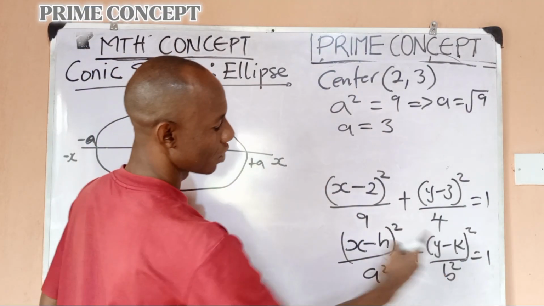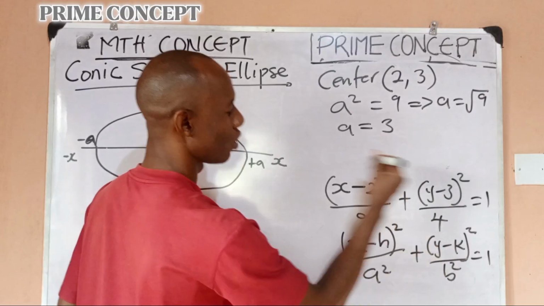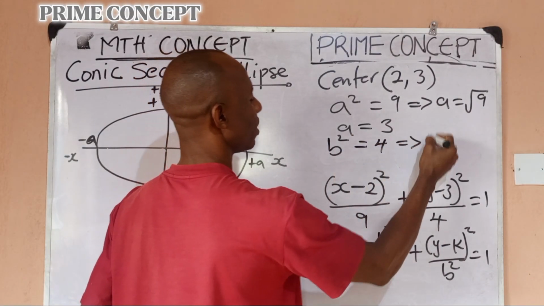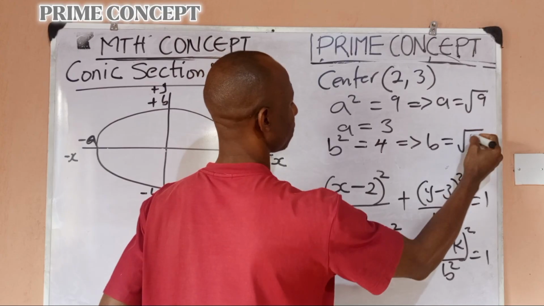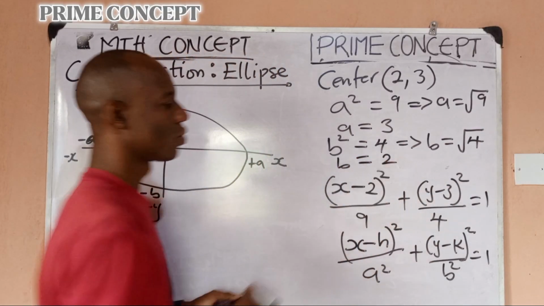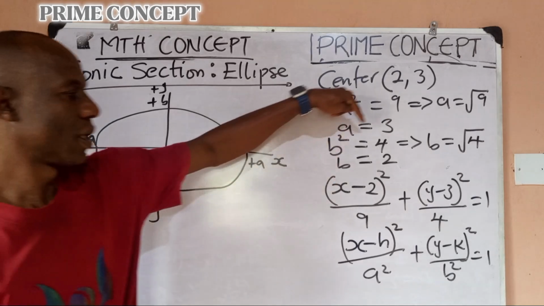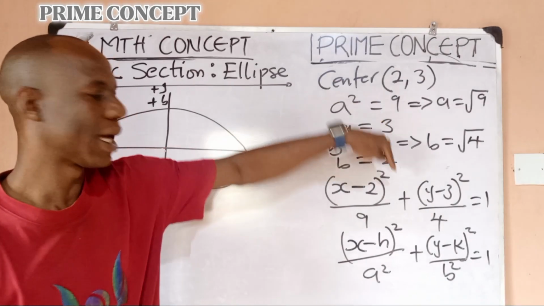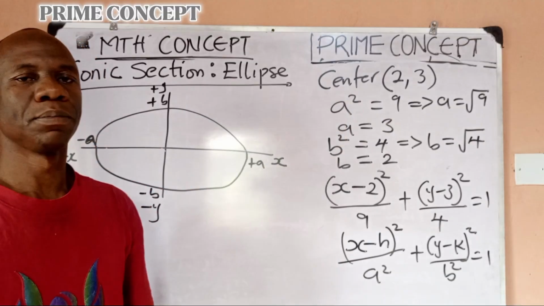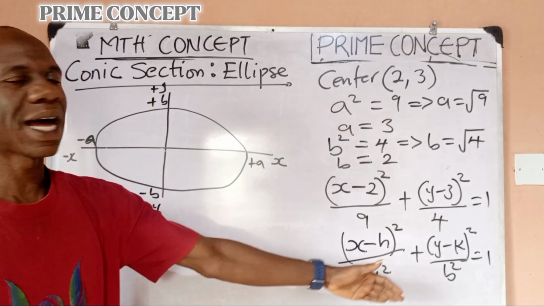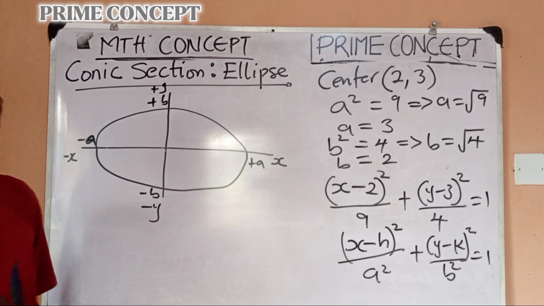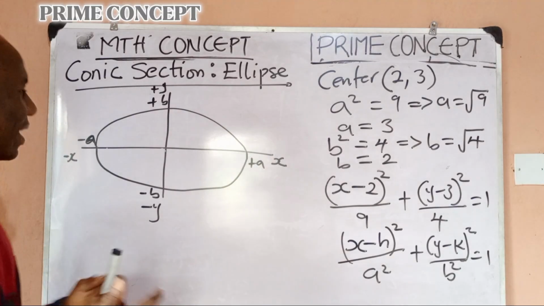If I do the same to find b, I would say b squared is equal to 4, which would imply that b is the square root of 4. I'm taking the positive value, so b is equal to what? 2. So the values of a and b respectively are 3 and what? 2. So you can see that a, which is 3, is bigger than b. So it means that the major axis of this ellipse is what? The x-axis. So I believe this is clear to us.